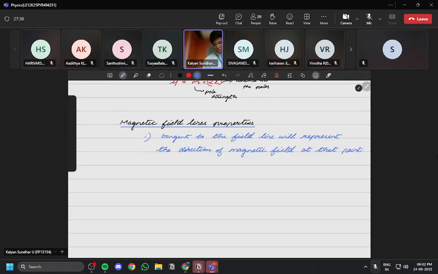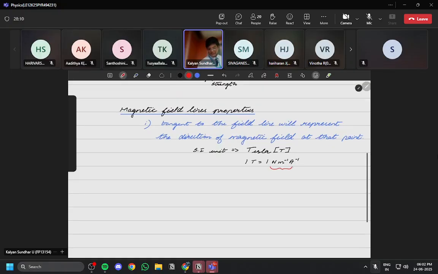And magnetic field, we all know that. What is the SI unit of it? Tesla. Tesla, which is denoted by capital T. 1 Tesla is also equal to 1 Newton per meter per ampere. This equation is based upon F is equal to I L B.